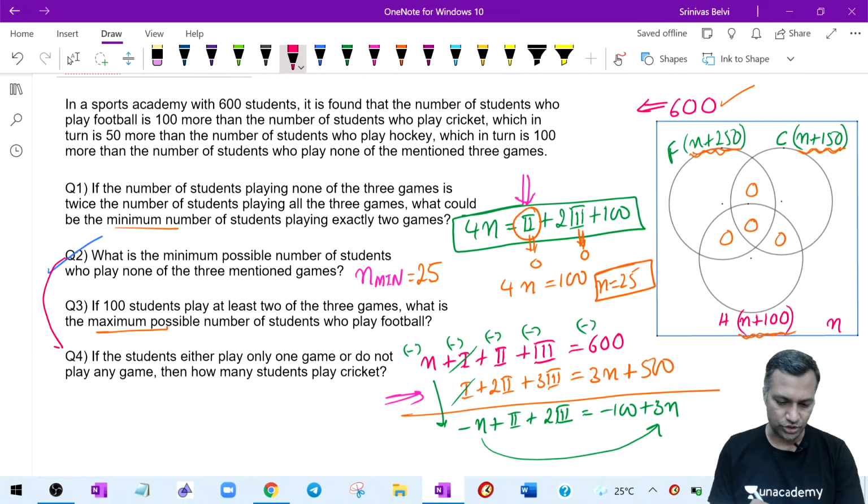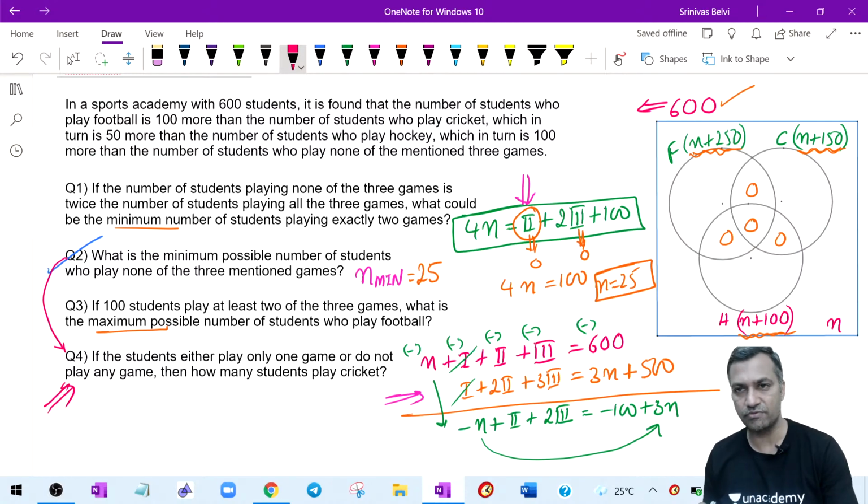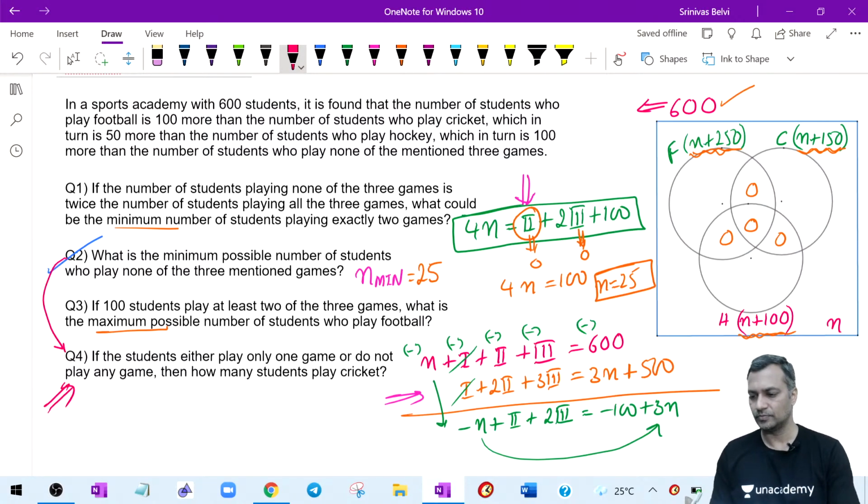If you have done this, question 4 has been answered. If the students either play only one game or do not play any game, then how many students play cricket? Answer this quickly. Answer question 4. Quickly put the answer to question 4 in the chat box. Fast.